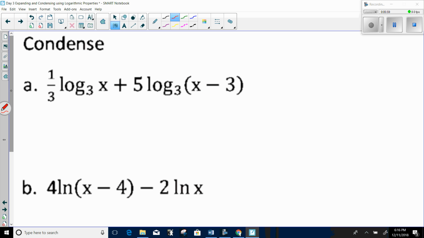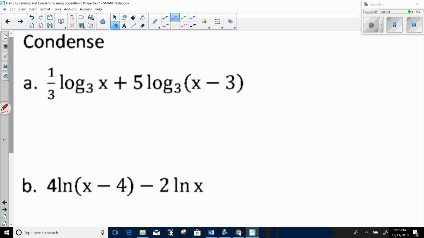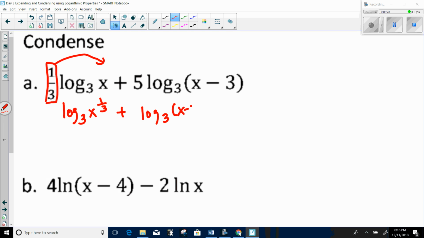Okay, condense. Condense means make it smaller. So we're going to use all the properties we possibly can to make this as small as we can. The first thing we're going to do is bring this 1/3 up, because the property doesn't have anything to do with a coefficient in front of the logs. It's just a single log. So we want to bring that 1/3 up. So this will become x to the 1/3 power plus log base 3 of x minus 3 to the 5th power. Again, we're going to take this and move it up top so we can put those together.